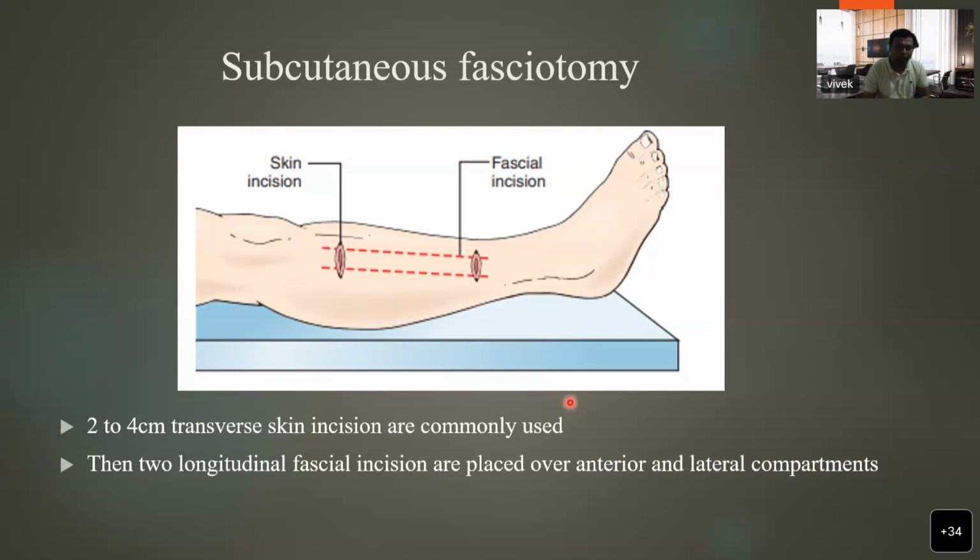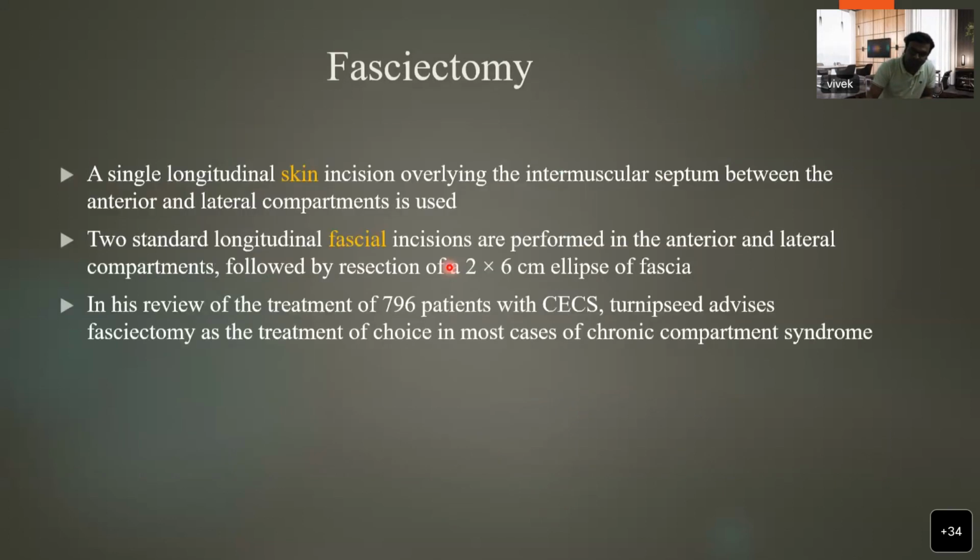So, subcutaneous fasciotomy in chronic exertional syndrome is different from what we typically do. Here, 2 to 4 centimeter transverse skin incisions are placed over the usual lateral site of incision. Then 2 longitudinal fascial incisions are placed over the lateral and the anterior compartment from these transverse incisions. In fasciectomy, a single longitudinal skin incision is placed over the intermuscular septum between the anterior and lateral compartment, what we usually do. And through this single incision, fascial incisions are performed over the anterior and lateral compartment, and this segment of fascia is excised.